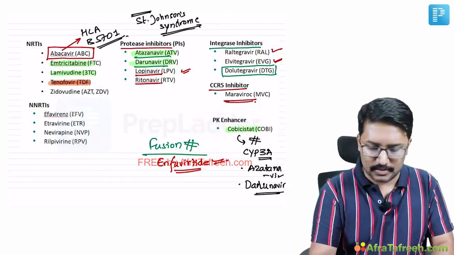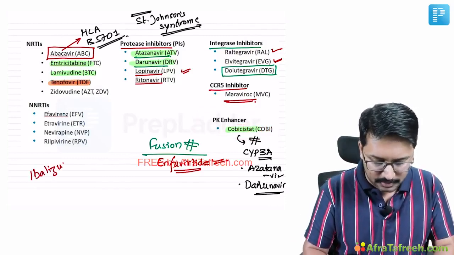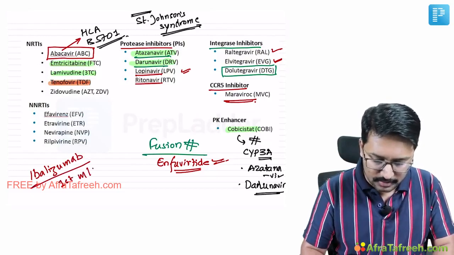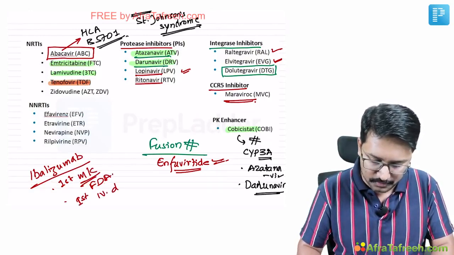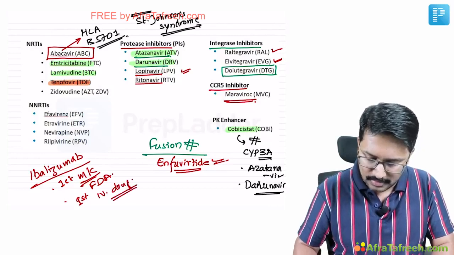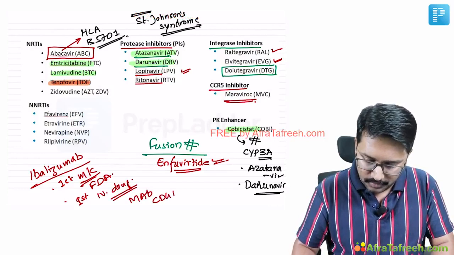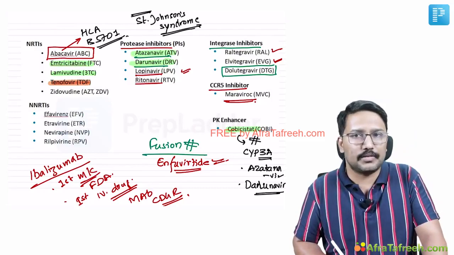Okay. So one thing this list is not talking about is ibalizumab, right? Ibalizumab is the first monoclonal antibody approved by FDA for treatment of HIV, and this is the first IV drug available for treatment of HIV, right? This is a monoclonal antibody against CD4 receptor. Clear? Okay. So these are the important pharmacological options we have.